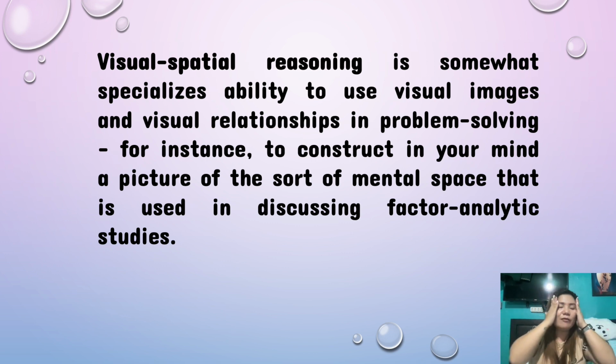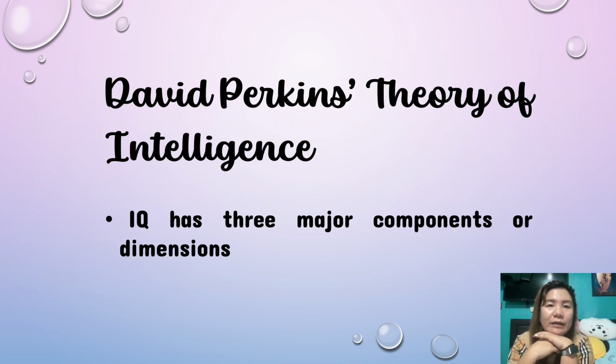If it is the solution, then it will happen like this and like that. Okay. So, let's move on with the David Perkins theory of intelligence.